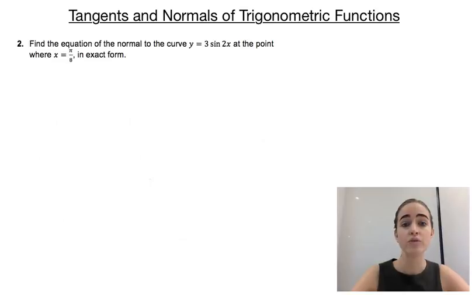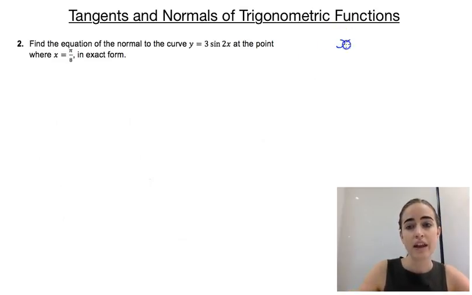And we're asked to find the normal to the curve y equals 3 sine 2x at the point where x equals pi on 8. So there's a few things we need to do. We know that x equals pi on 8. That's our x1 in that same formula we were using in the last example. But we also need our y1.